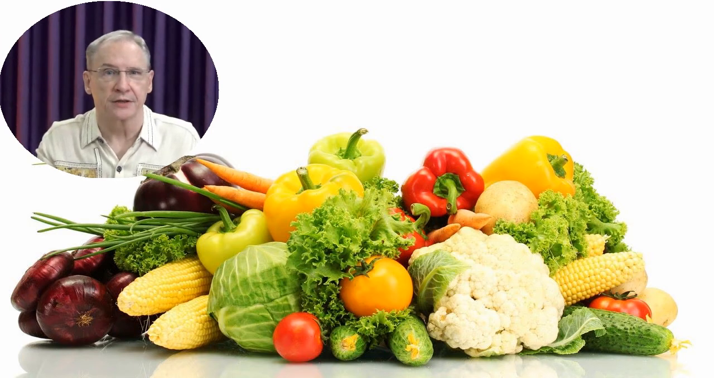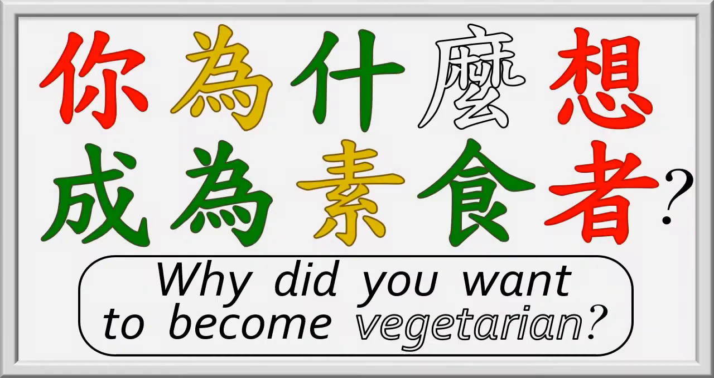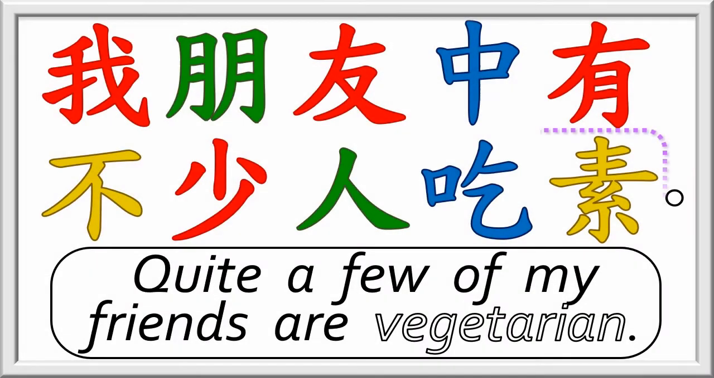What could be more basic to our primitive ancestors than eating seasonal fruits and plants? Chasing down animals for their meat was obviously energy intensive, and it had a high failure rate. So, 素食 and 吃素 both mean vegetarian, but not necessarily vegan. 你为什么想成为素食者? Why did you want to become vegetarian? 我朋友中有不少人吃素. Quite a few of my friends are vegetarian.